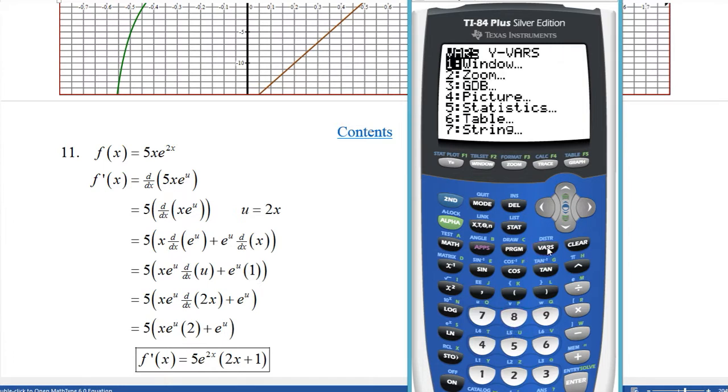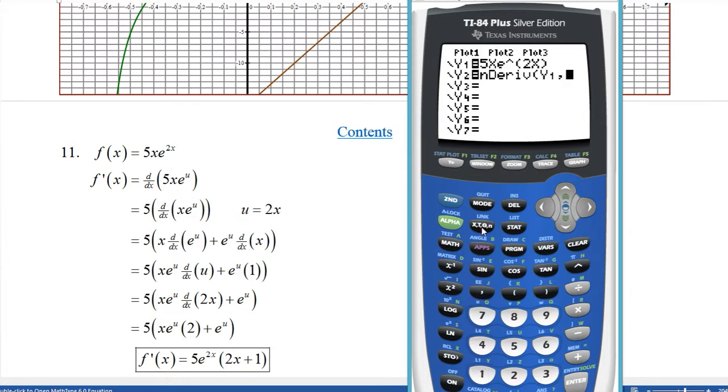y1, you can get by variables. Right arrow to y variables, choose function, and then y1, comma, x is your variable, comma, that's like the dx. And then x is evaluated at an arbitrary x, so this will be the derivative function. Actually, it'll be the symmetric difference quotient, but it'll be approximating the derivative function. Now, the actual derivative function is what we found, 5 e to the power 2x times, parentheses, 2x plus 1.